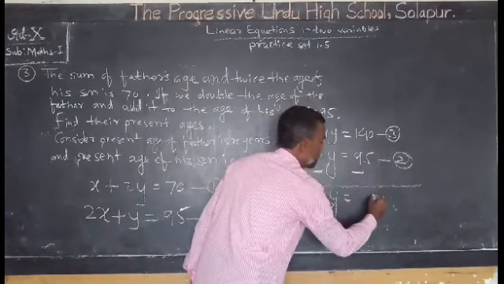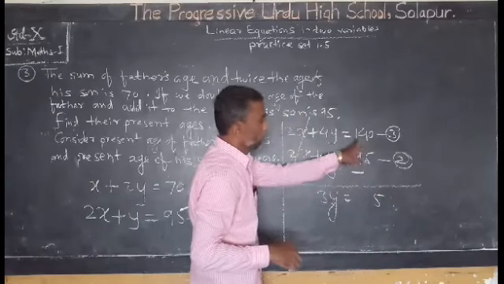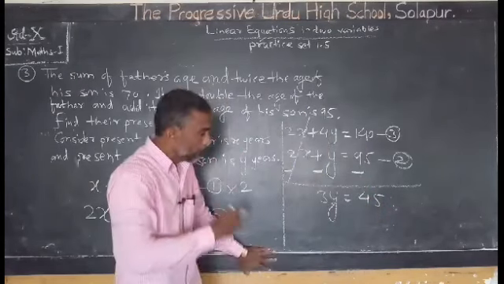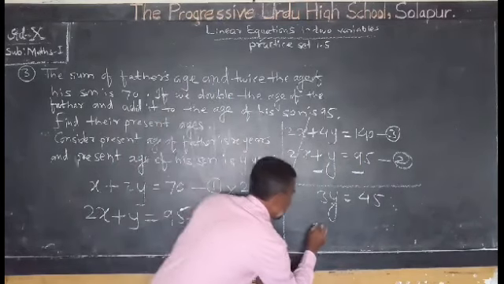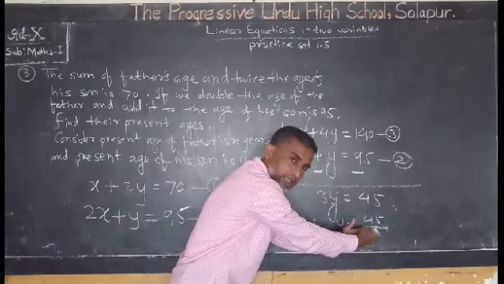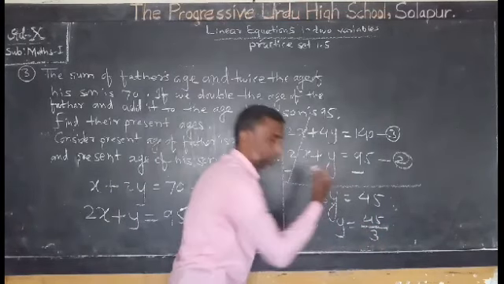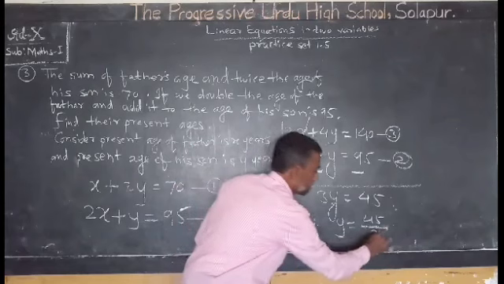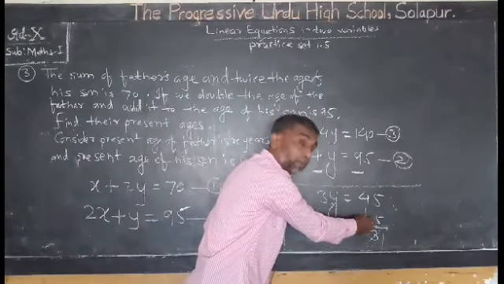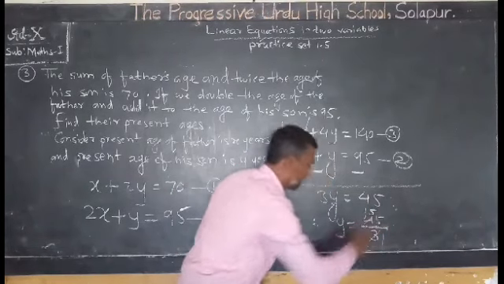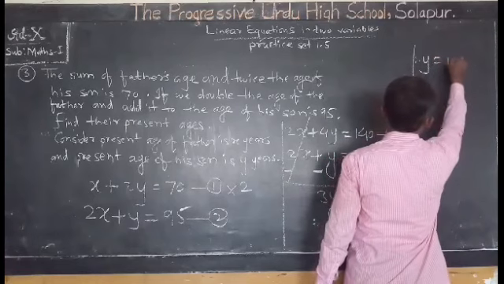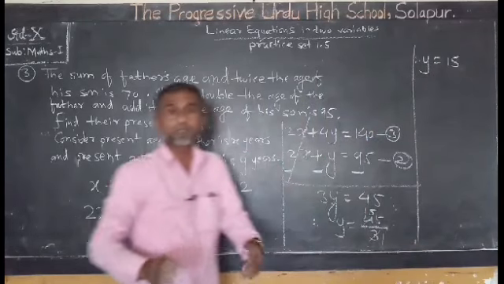10 minus 5, 5 raised to 1. 14 minus 10, 4. Now dividing both sides by 3. Therefore, or in other words, take this 3 to right hand side, it will go in denominator. So divided by 3, 3 ones are 3, 3 ones are 3, 1 will remain, it will become 15, 3 5s are 15. In this way, therefore, y is equal to 15, value of the second variable.